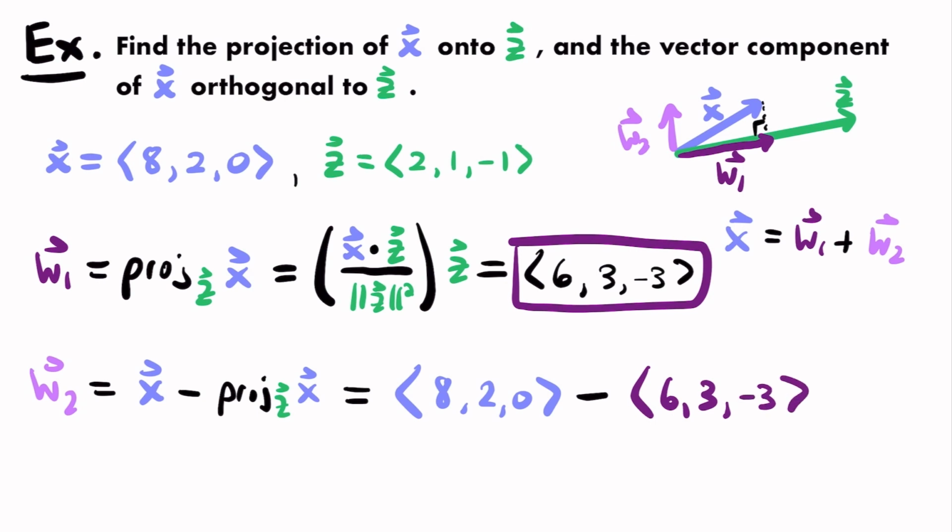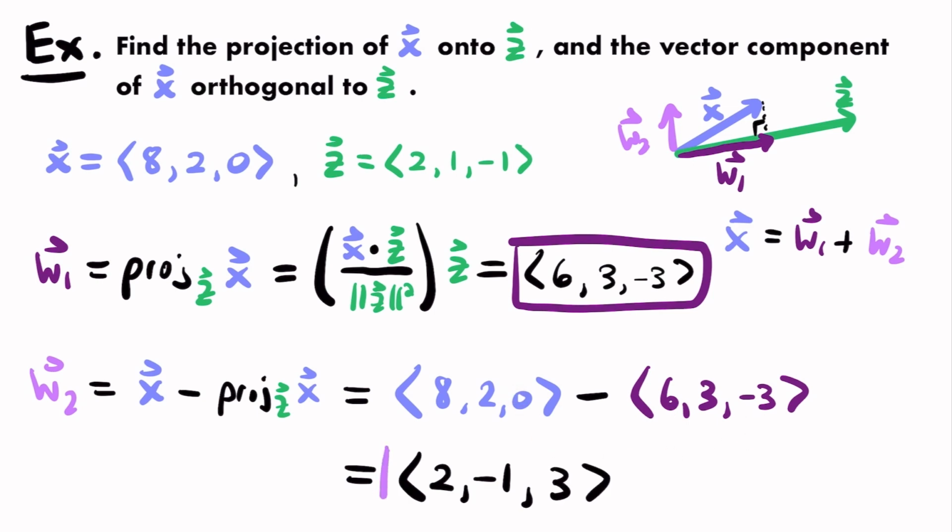Okay, so now if we perform this vector subtraction, we'll subtract each of these components from their corresponding components in this vector. Here's what we'll have. We'll have 8 minus 6, which is 2. Then we'll have 2 minus 3, which is negative 1. And then we'll have 0 minus negative 3, which is the same as 0 plus 3. So we'll have positive 3.